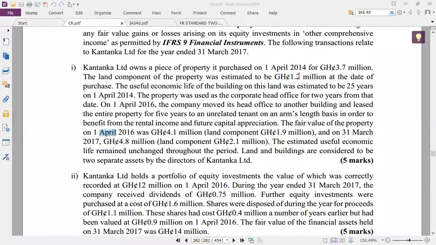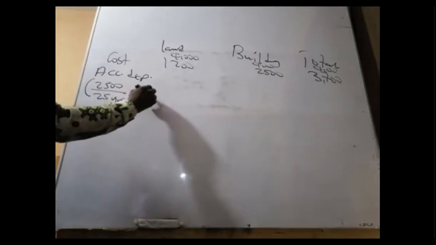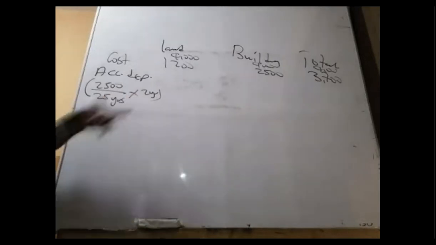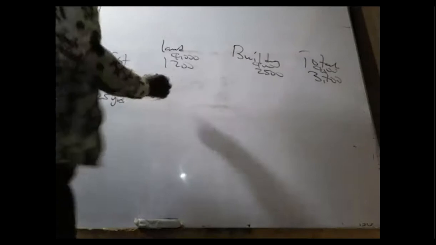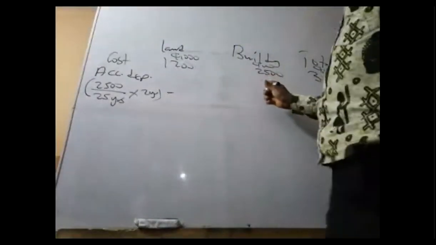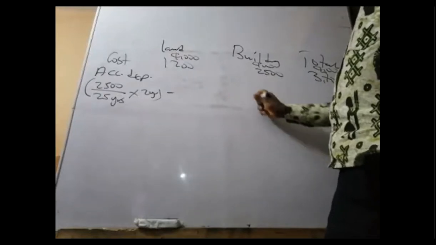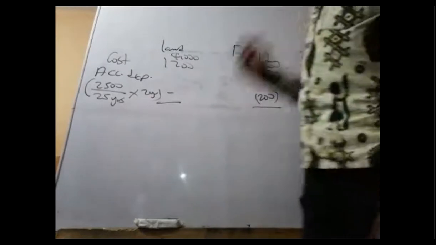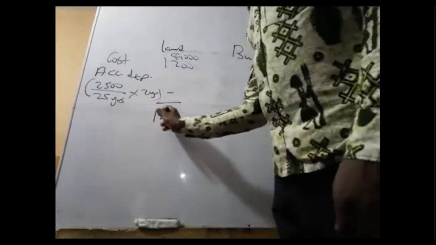The next year will be 1st April 2015. The next year will be 1st April 2016. Perfect. So it's 2 years. That's the accumulated depreciation. So 2,500 over 25 will give us 100, and 100 by 2 is 200. So therefore, the accumulated depreciation for land will be dash, and here will be 200. So what's the carrying amount at the date of the transfer?